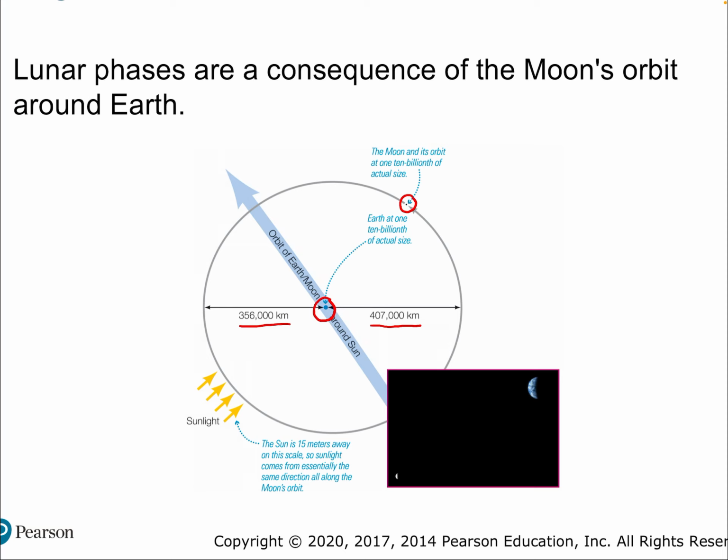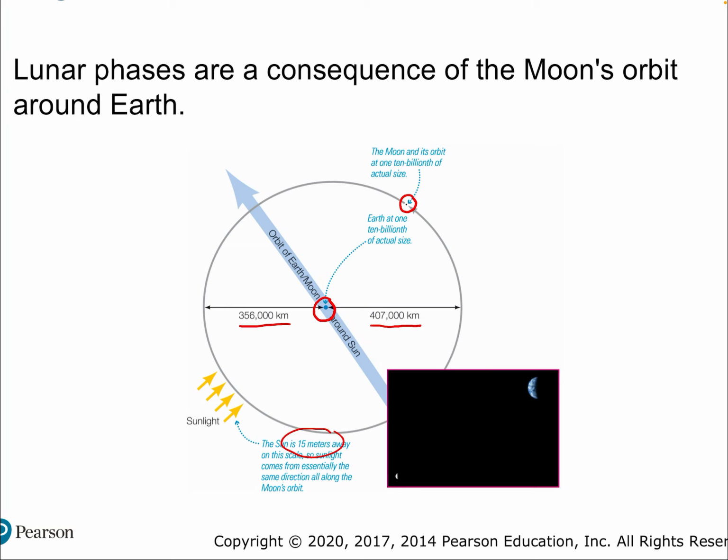Now the sun, at this scale, will be really far away. It'd be 15 meters away, right? So we have this small piece of paper, and somewhere 15 meters away is going to be the sun. And if you're looking at this on a screen that isn't showing it as typical paper size, then of course the scale will be slightly different. But some many meters away is the sun.